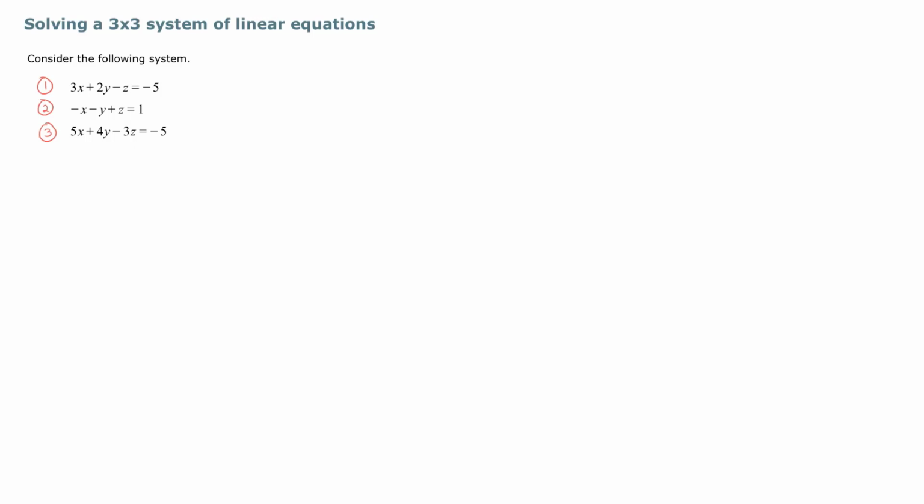What I'm going to do now is actually I'm going to rewrite the system. And the first thing I'm going to do is actually rewrite equation 1 on its own. I'm going to rewrite it right here. Equation 1 is going to stay the same. 3x plus 2y minus z is equal to negative 5. I am going to rewrite equation 2 though. I'm going to do something a little different.